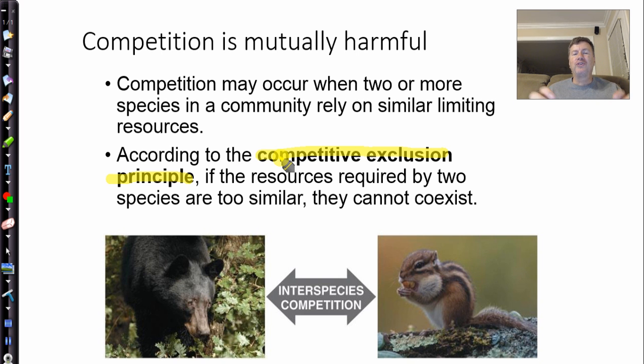Maybe if you have two species of birds and they're going for the same seed type, eventually one of them is just a better competitor than the other one, and the one type is going to be locally eliminated. That's the idea of competitive exclusion.